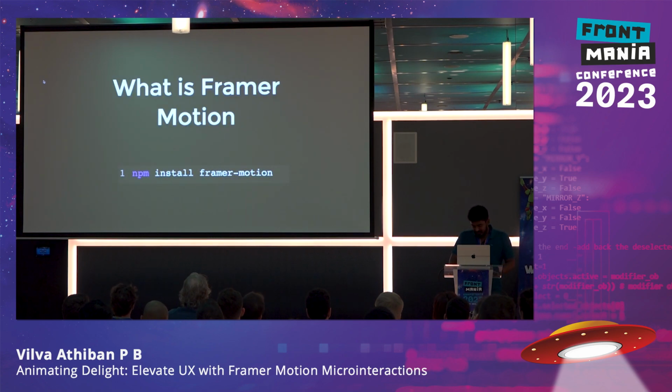Next, let's get into the library part. Framer Motion. Framer Motion is nothing but a motion library which was open sourced by Framer. Framer is a no-code website builder, and they open sourced their motion library, or animation library, for people to use. It's simple to set up. Just install it through npm or yarn, and you can already start using it.